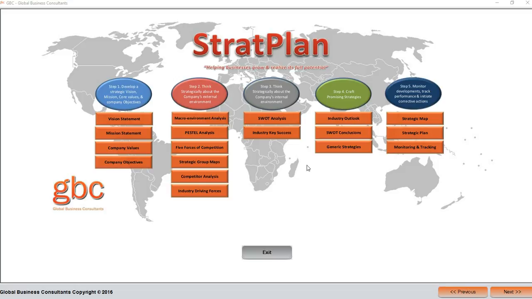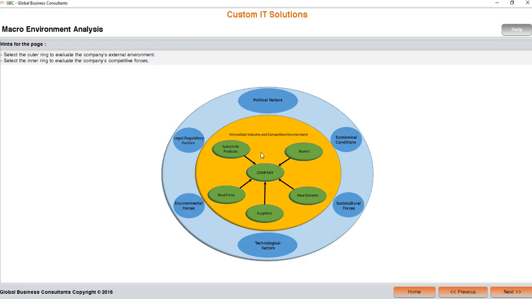In this video, I will show you how to evaluate your external environment using StratPlan. To get started, you can either click on Macro Environment Analysis, or you can click on the next button to navigate to your Macro Environment Analysis screen. So I'm going to go ahead and click on Macro Environment Analysis. When you click on it, you'll be presented with this screen.